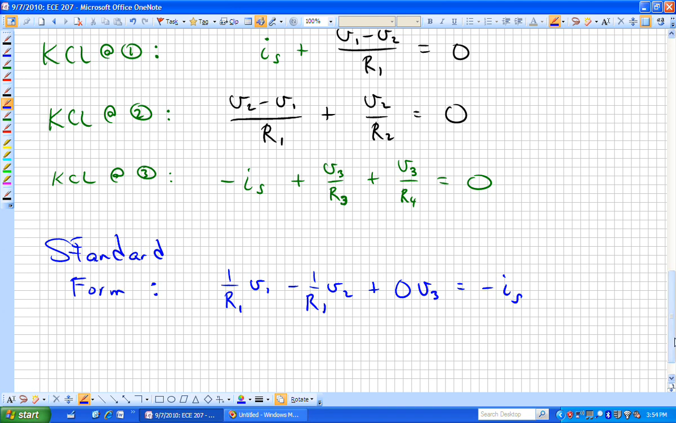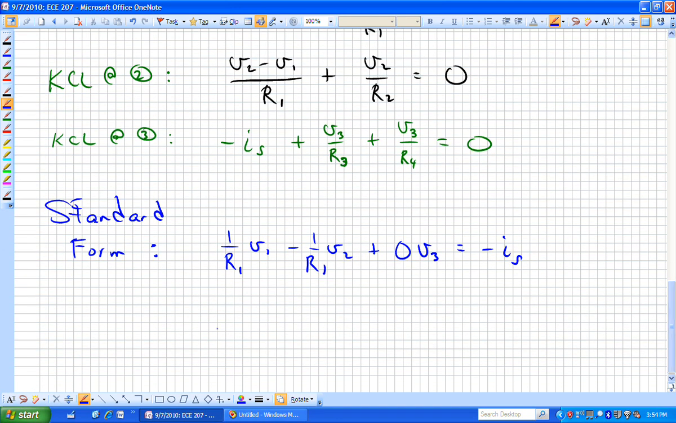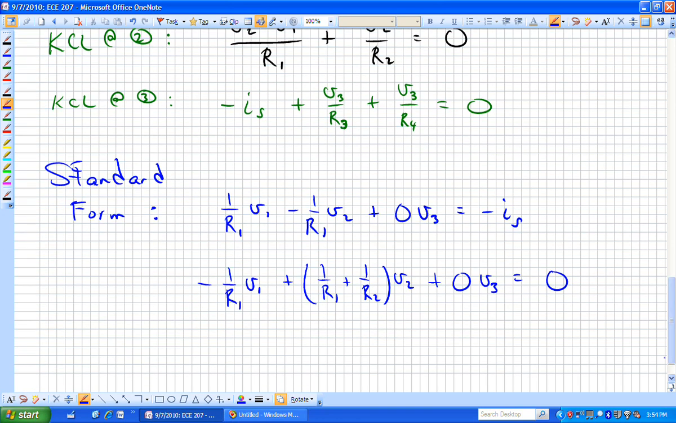The second equation is I now have a minus 1 over R sub 1 V1 plus a 1 over R sub 1 plus a 1 over R sub 2 V sub 2 plus a 0 V sub 3 equaling 0. And finally, our last equation is 0 V1 plus 0 V2 plus 1 over R sub 3 plus 1 over R sub 4 V sub 3 is equal to I sub s.